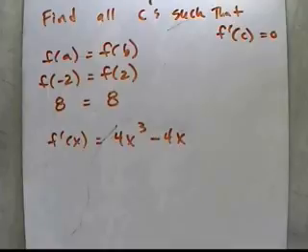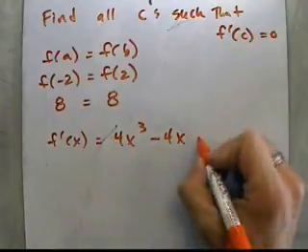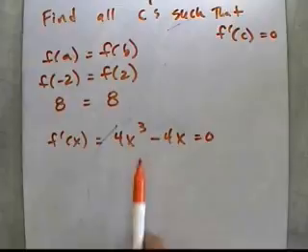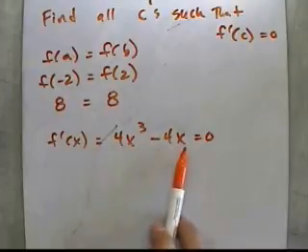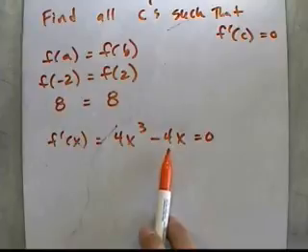Okay, so I got 4x to the third minus 4x, so I want to set that equal to 0. The one thing to note here is that I took the derivative. There's nowhere where the derivative is undefined. That means that I'm differentiable across the entire graph. So that's one of the stipulations for Rolle's Theorem, right?